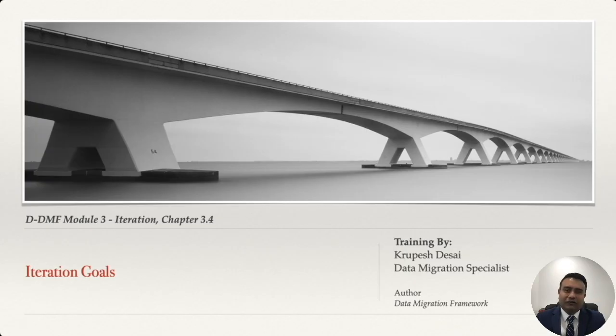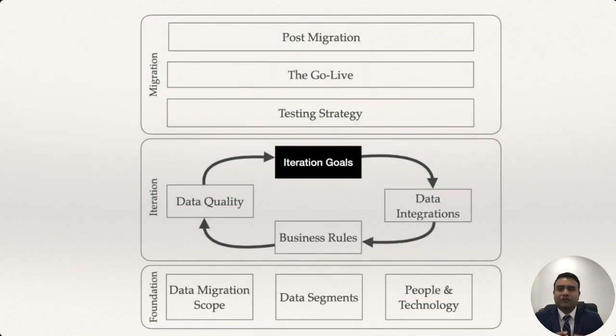In this training, we will learn about the fourth and the final iterative component of the framework, that is, iteration goals. In the first six components of this framework, we identified all the ingredients necessary to cook a palatable data migration dish when replacing a legacy business application. However, from determining the ingredients to cooking the final dish for the big day is a prolonged process that requires several test migration runs before the big day.